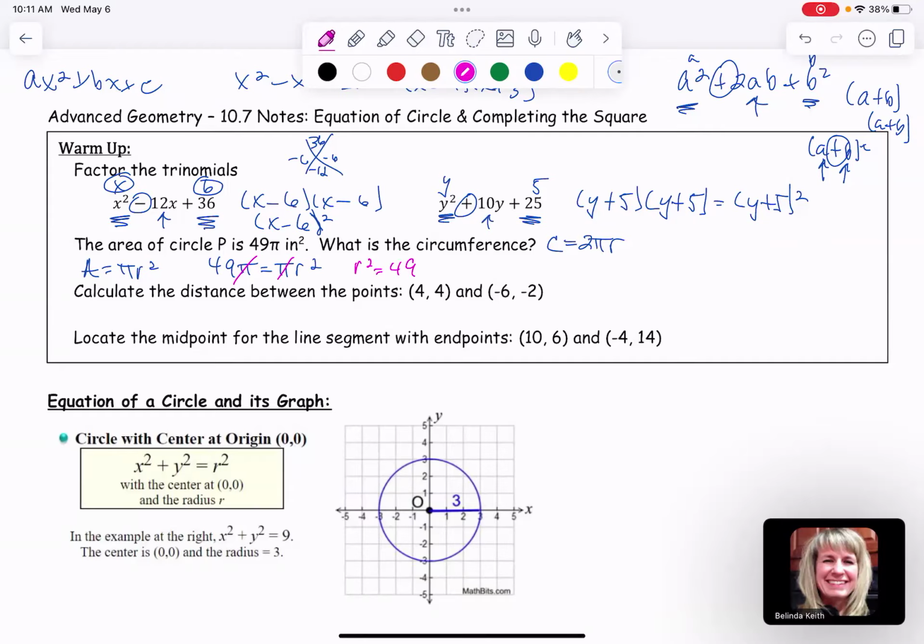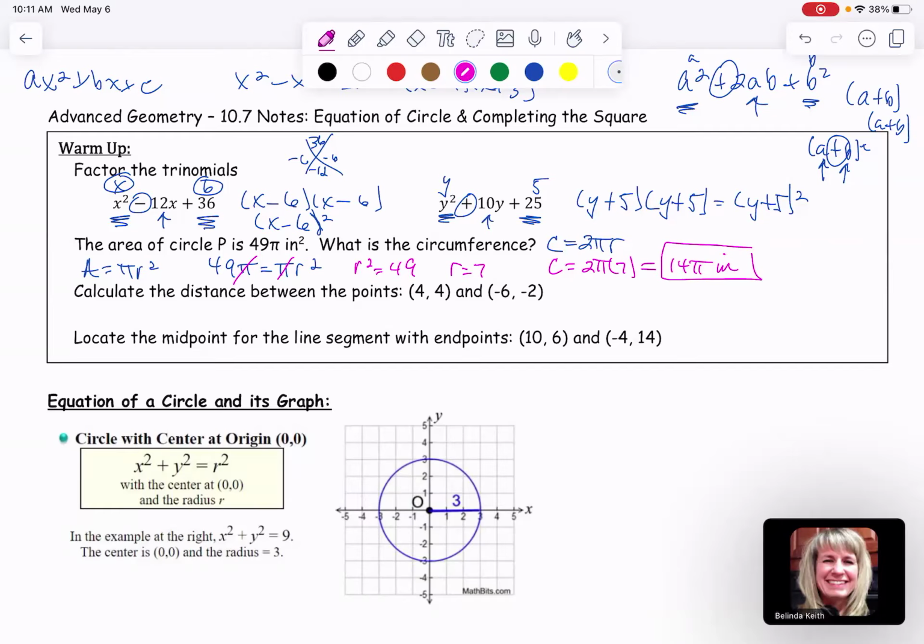We need to unsquare it, so we take the square root. Remember, when you take the square root, you get a plus or a minus, but we're only going to use the plus because we're talking about a radius, and a radius can't be negative. So my radius is equal to 7. Now I can find the circumference. Circumference is 2 pi times 7, which is 14 pi, and using inches for my units, that's my circumference.